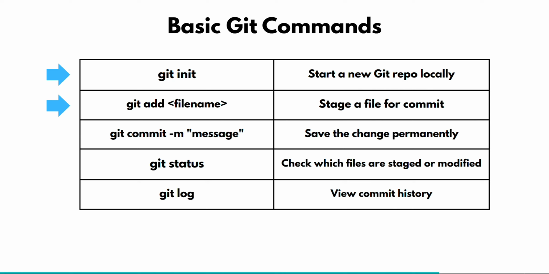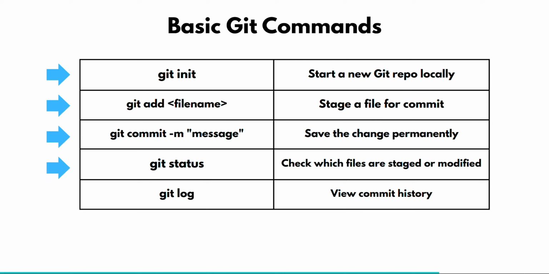Second, we have the git add command and the name of the file. Once this command is executed, it stages the file into our staging area. Then we have the git commit -m message command. Here you need to add some sort of message which describes the changes to your file. Once this command is executed, it goes into our local repository.